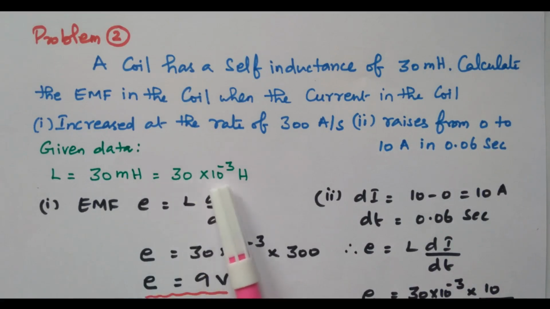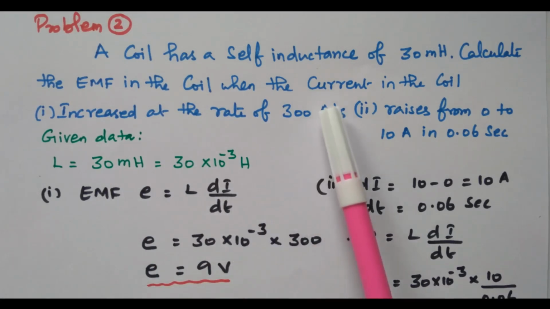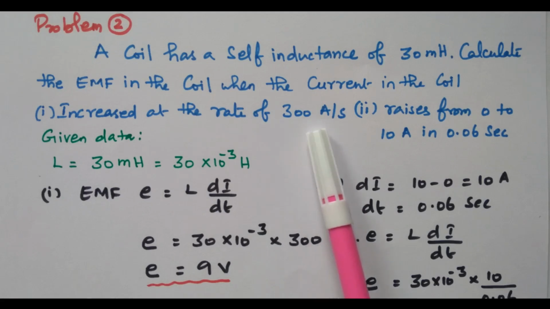So the L is given as 30 millihenry. So that is 30 into 10 to the power minus 3 Henry, milli means 10 to the power minus 3. So the EMF, E equal to L di by dt. The L value is 30 into 10 to the power minus 3. What is di by dt? The current is increased at the rate, so di by dt is nothing but 300 ampere per second. di by dt means ampere per second, so this value is given. The rate of increase is 300. So 30 into 10 to the power minus 3 into 300 will give 9 voltage. For the first case, it is 9 voltage, that is, current is increased at the rate 300 ampere per second.